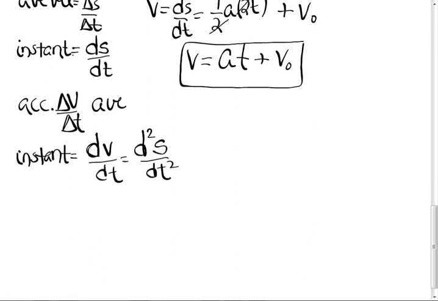Remember that second derivative? Hey, Stephen, what's my acceleration here? Acceleration is dv dt. So if I took the derivative of that, what is it? What's the derivative of at? A. What's the derivative of the initial speed? 0. Now, this is a constant acceleration. I might not have that. That's the deal.